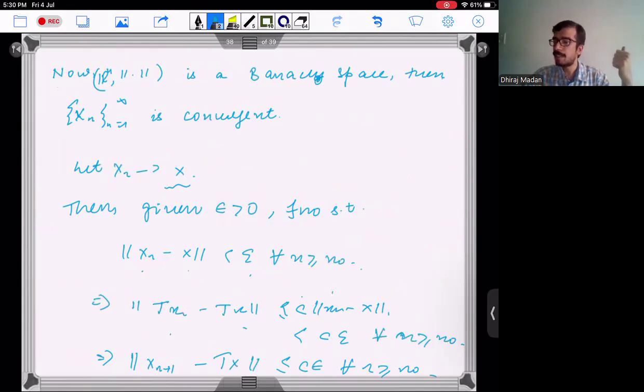Let that limit point be x. And now we show that if the limit point is x, then Tx must also be a limit point, right? Why is it so? Because after some point n0, the distance between x_n and x must be less than epsilon for all n greater than or equal to n0, right? But then I have shown that if I take the next element x_(n+1), from then onwards, the distance between x_n and Tx must also be less than or equal to some epsilon, right? So whatever epsilon I pick, after n0 plus 1, the distance between Tx and the elements of the sequence is also less than epsilon.